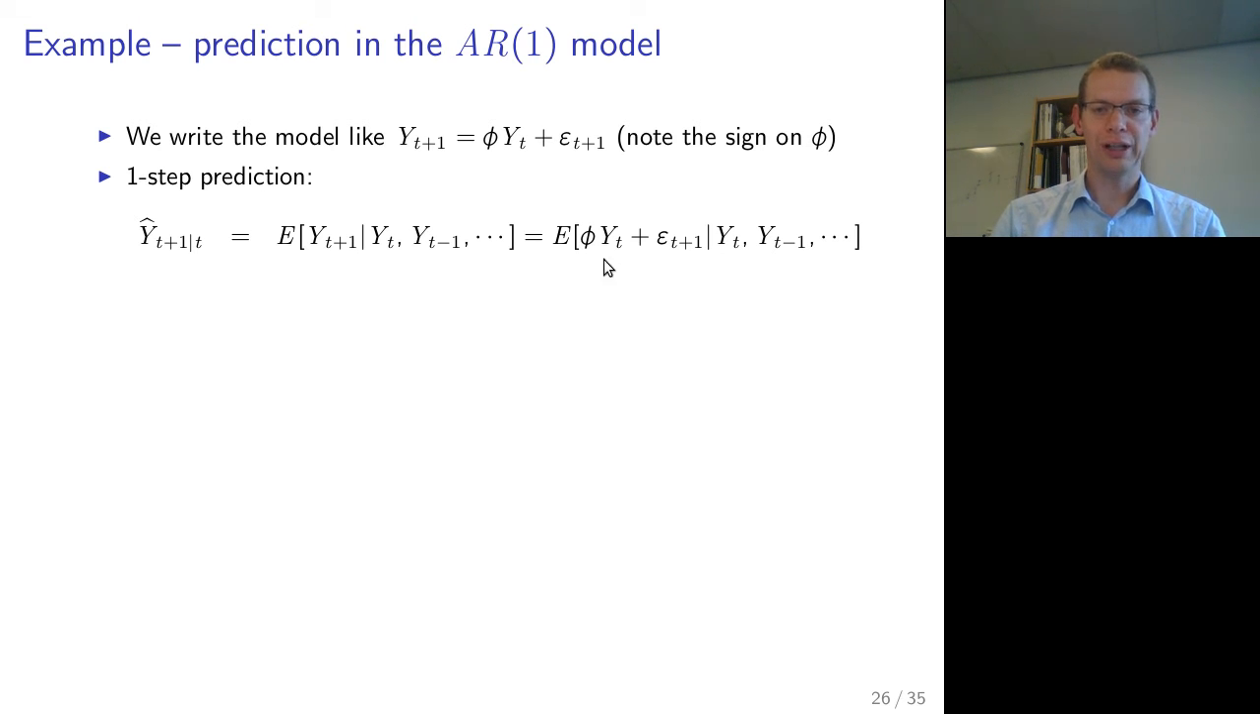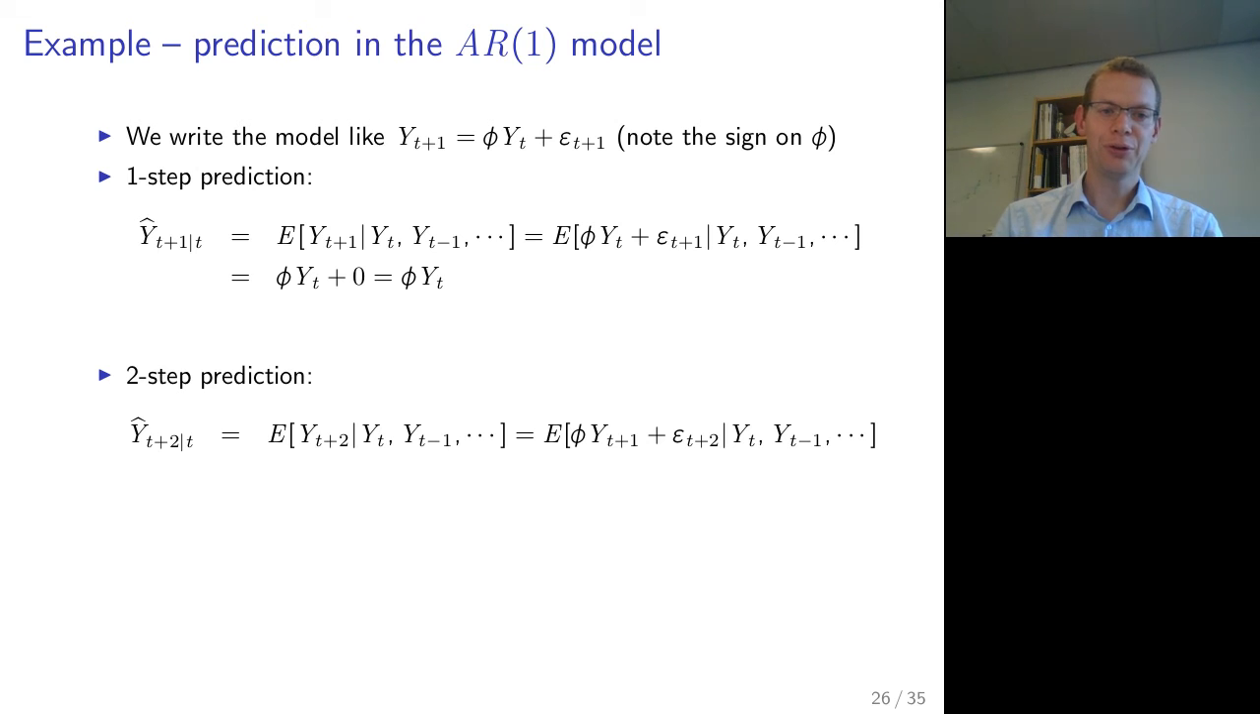So we can insert the expression from up here like this, and the nice thing is that, given that we know y_t, that is just y_t. And the expectation of epsilon_{t+1}, a future epsilon, is 0, and the expectation is a linear operator. So what we get is phi times y_t in total. So that was fairly easy.